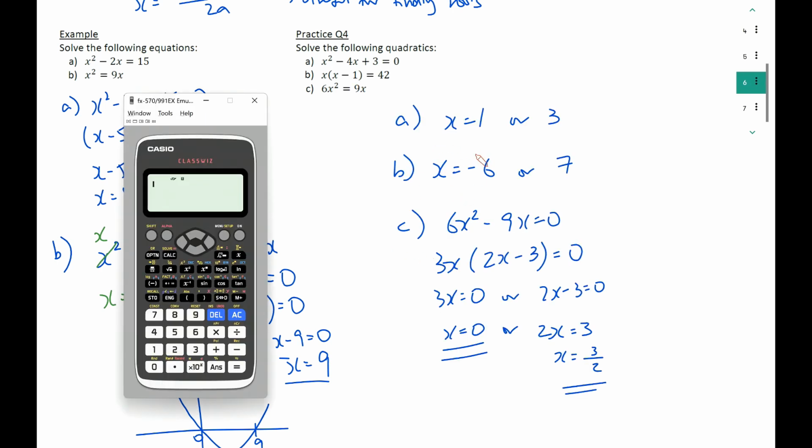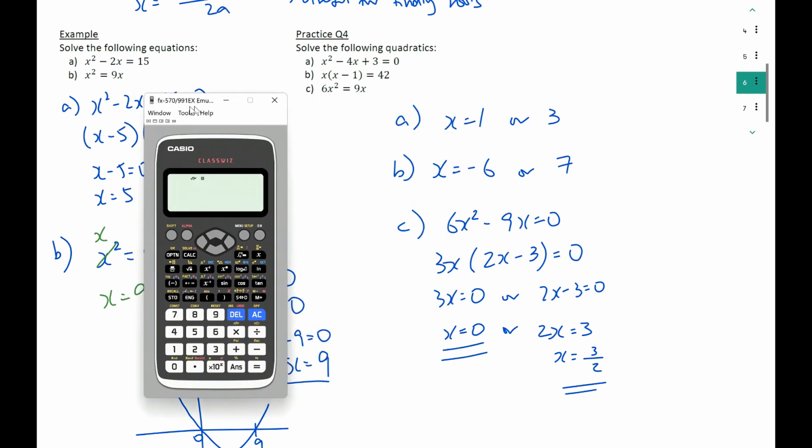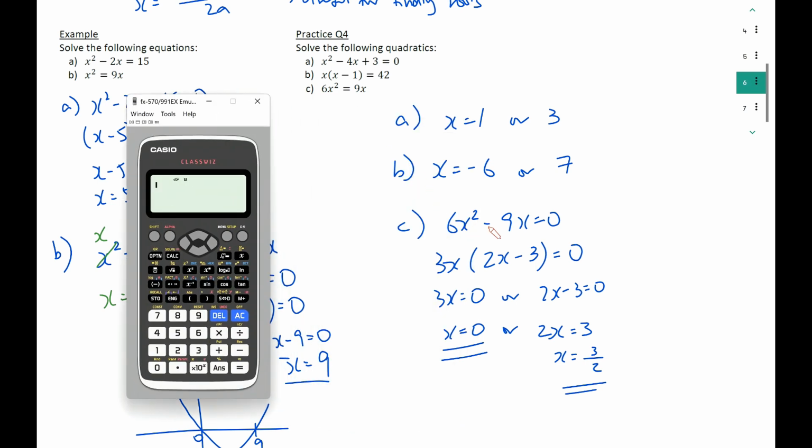Here are the answers for question A, B, and C. x equals 1, x equals 3, x equals minus 6 or 7. Doesn't matter how you get there, you should get these answers. Part C, I've shown you the steps. Bring the 9x to the left hand side, as I said, like the previous part B in the example, and then factorize. You can either factorize x or 3x, then 3x equals 0, or 2x minus 3 equals 0, so x equals 0 or x equals 3 over 2, the two answers.